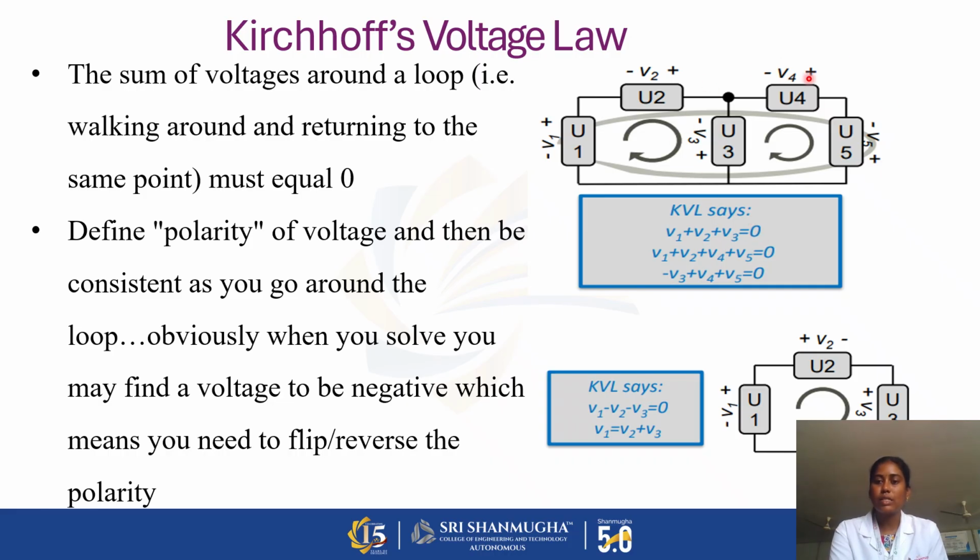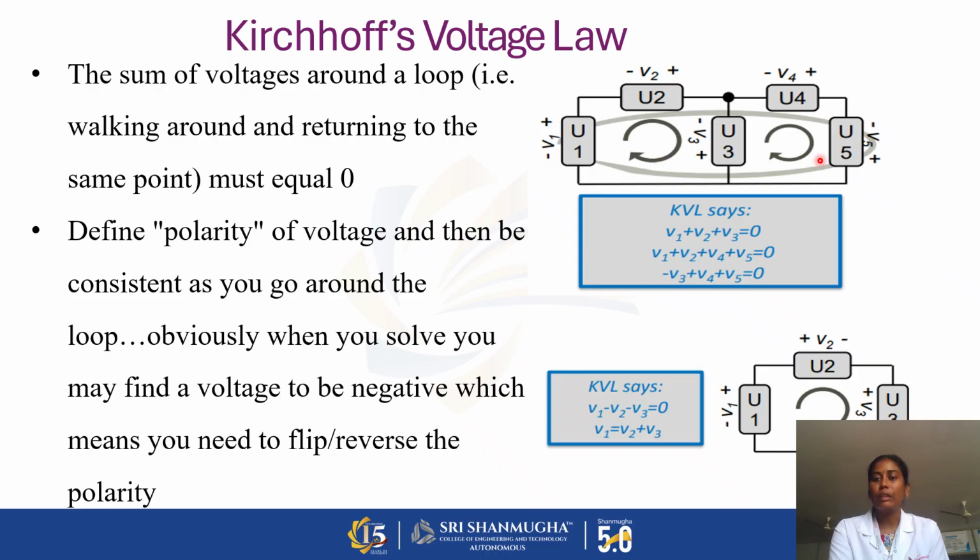Now consider this second loop, U3, U4, U5. In the second loop, these are the components and the respective voltage drops are V3, V4 and V5. In this loop, the direction is taken as clockwise. In the clockwise direction, this is plus to minus, this one is also plus to minus, but across U3, V3 is minus to plus. That is why it is written as minus V3 plus V4 plus V5 equal to 0.